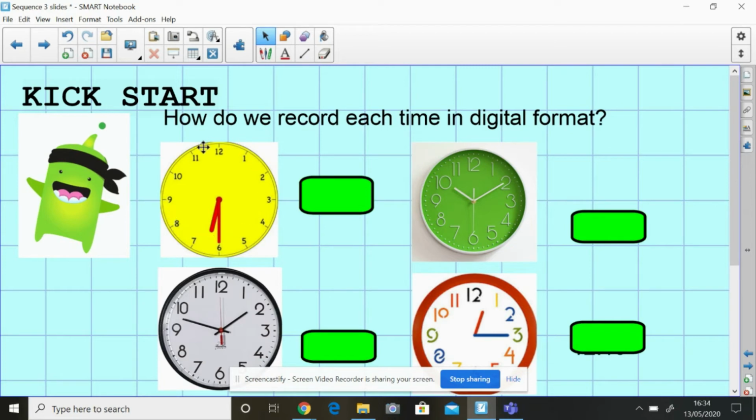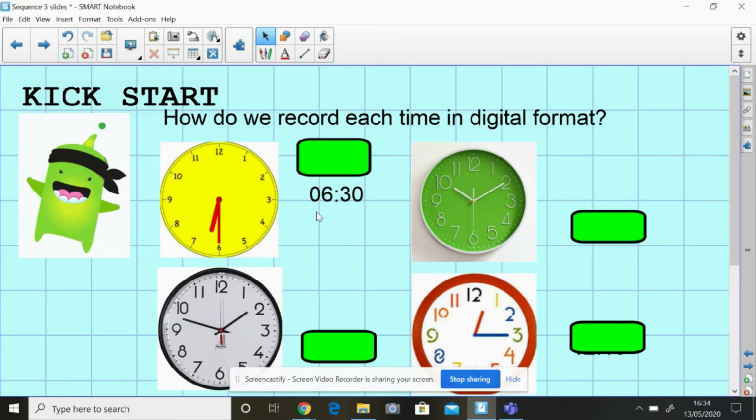We're going to look at the analog clock first. And the analog clock is 5, 10, 15, 20, 25, 30, 30 minutes past 6. And from the first lesson on time, we know that when the minute hand is pointing at the 6, that means half past. So it is half past 6 or 30 minutes past 6. How do we write that in digital format?